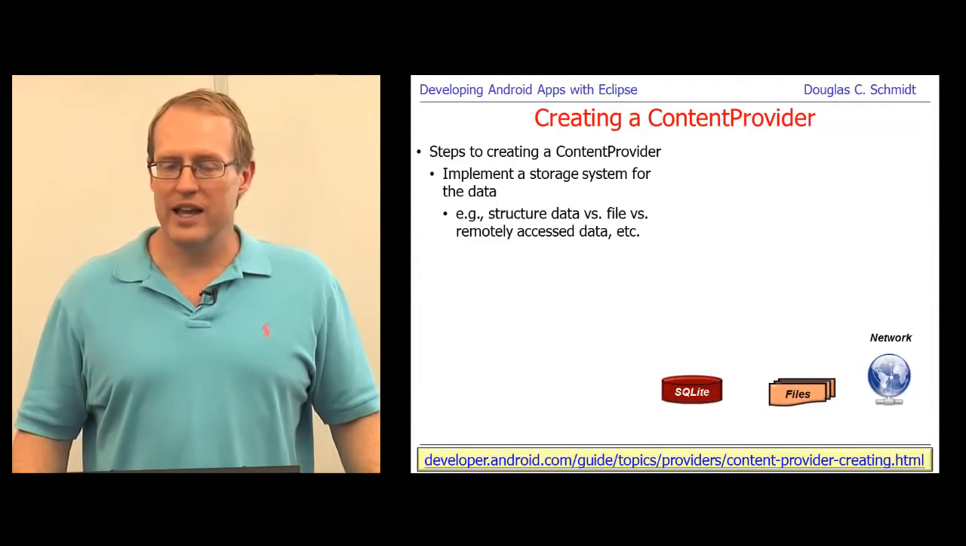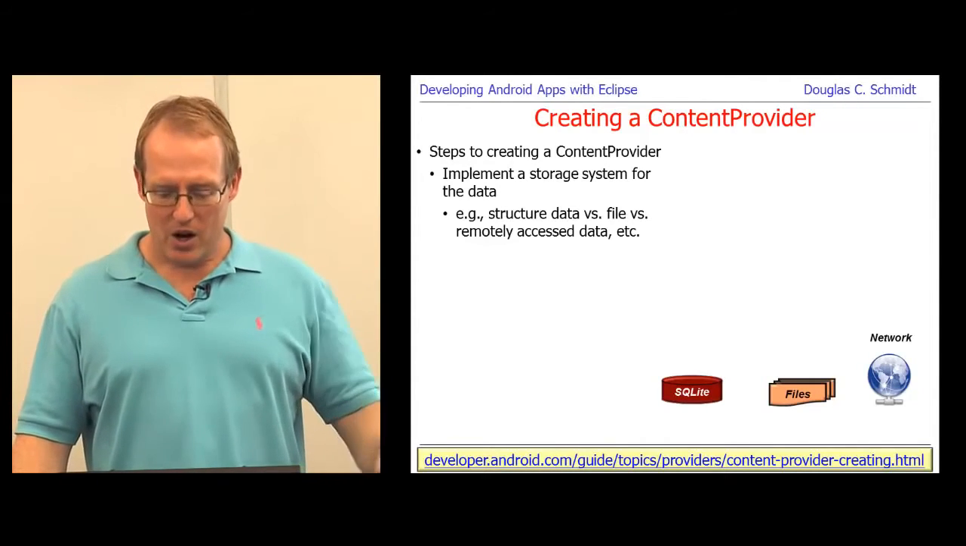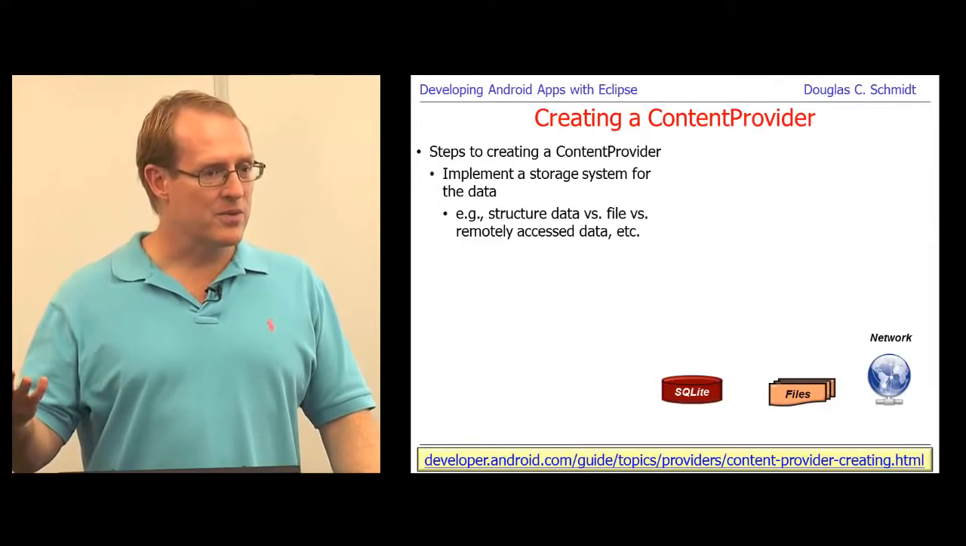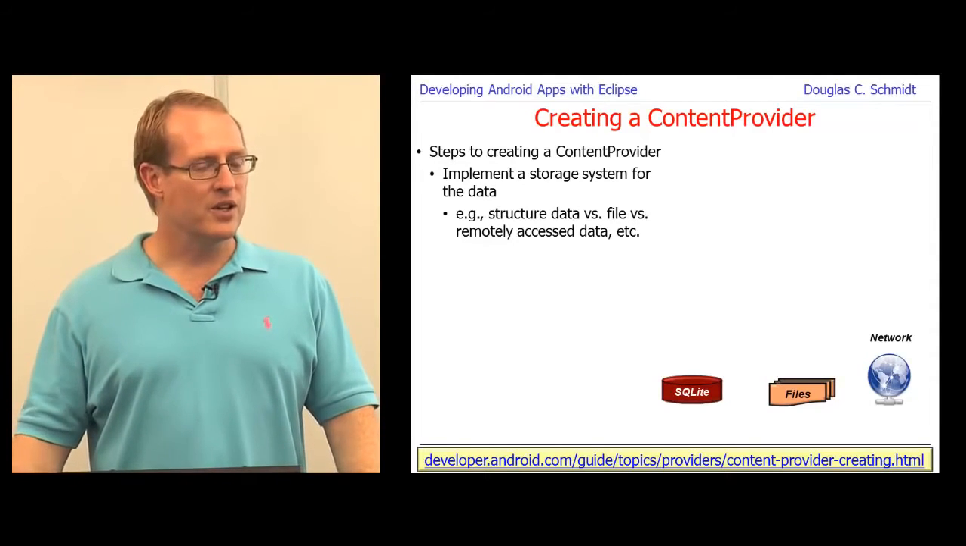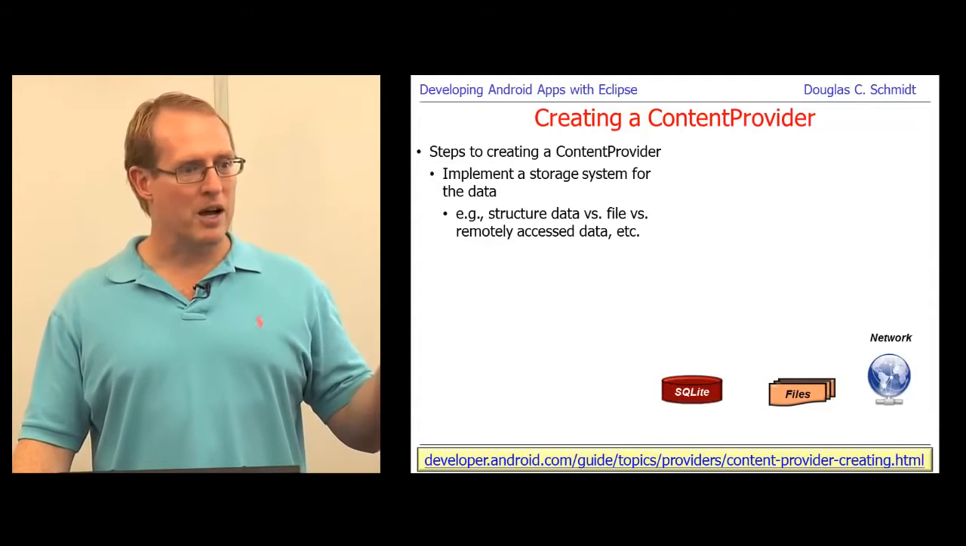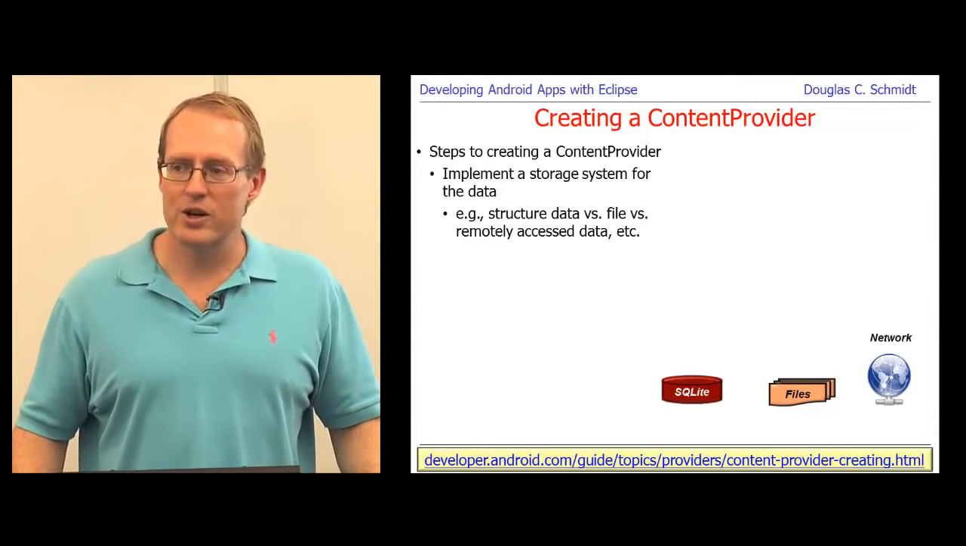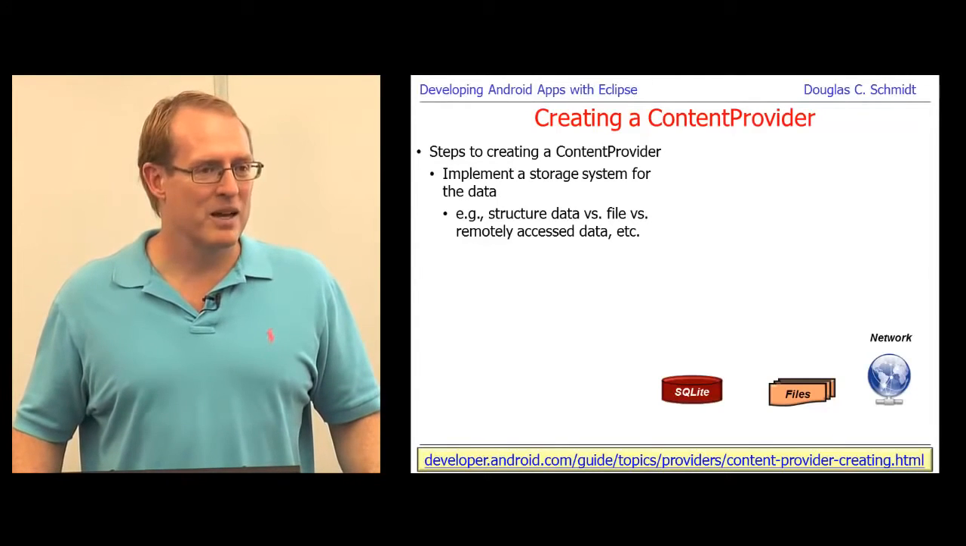Are you going to store it in some kind of simple container like a hash map? Are you going to store it in files? Are you going to store it in SQLite? Are you going to store it in some kind of remote data access facility like Dropbox or something like that, that you can get to over the internet? Those are some of the considerations you have to think about as a designer trying to make a decision about how you're going to implement your content provider.